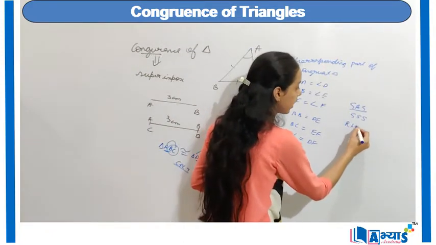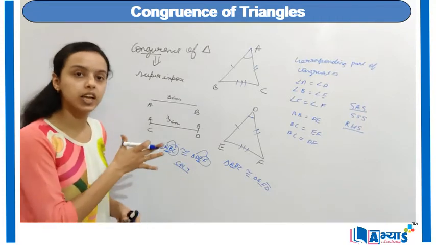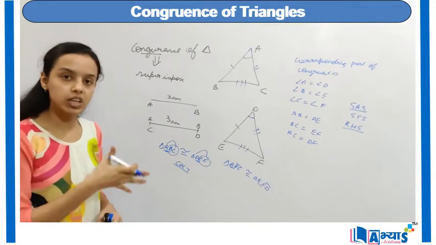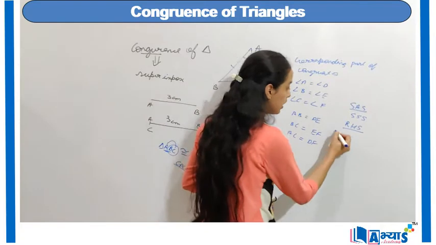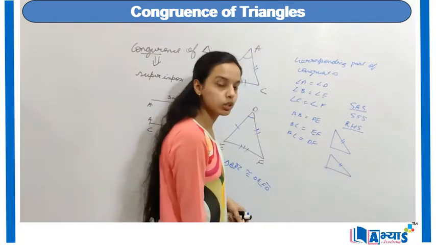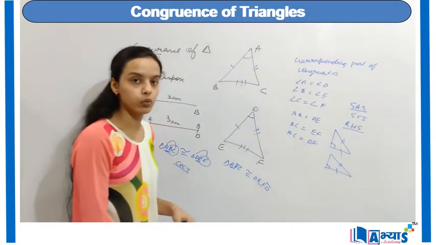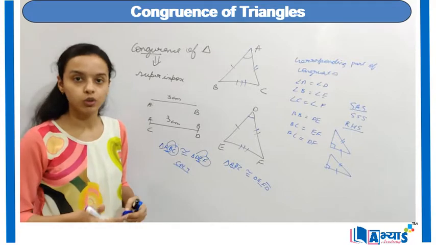Similarly, for right angle triangles, we have the theorem RHS, where R stands for right angle, H stands for the hypotenuse, and S stands for the side. So when the right angle is equal, the hypotenuse is also equal, and any one side is equal, then these two triangles are said to be congruent.